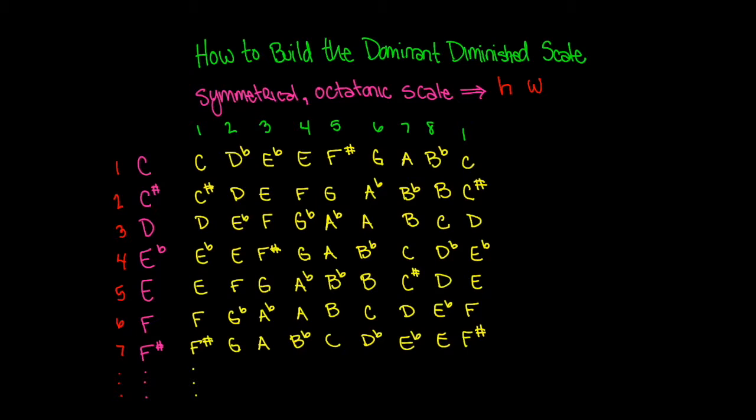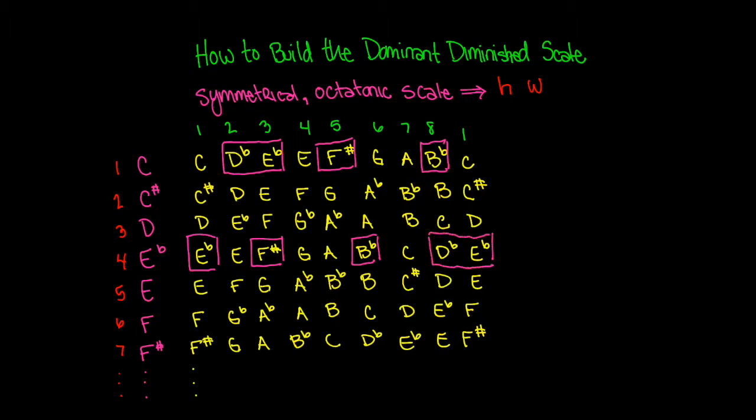If I look at 1 and 4, well, 1 is going to have D flat, E flat, and it'll have F sharp, and it'll have B flat. Those are the alterations that we have in that one scale. Let's compare that to scale number 4, and you'll notice we have an E flat, we have an F sharp, we have a B flat, and there's our D flat over here, D flat and E flat. This is going to continue on, so comparing scales 1 and 4, we notice that they are the same scale.